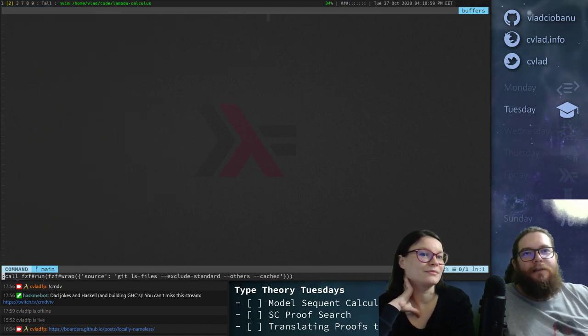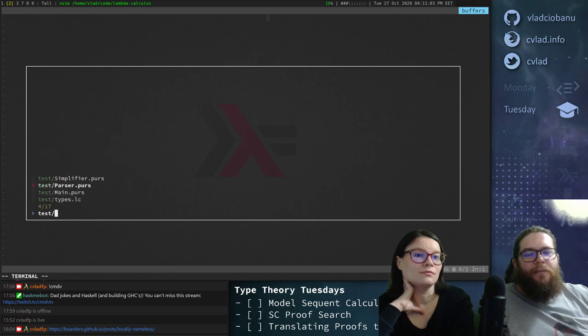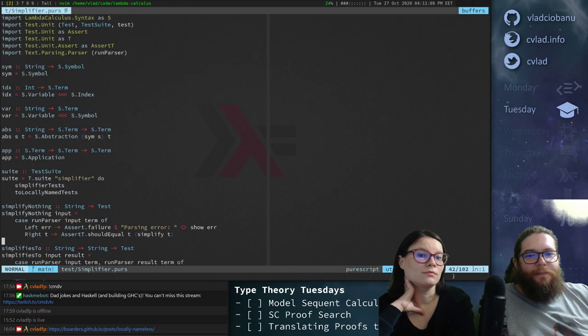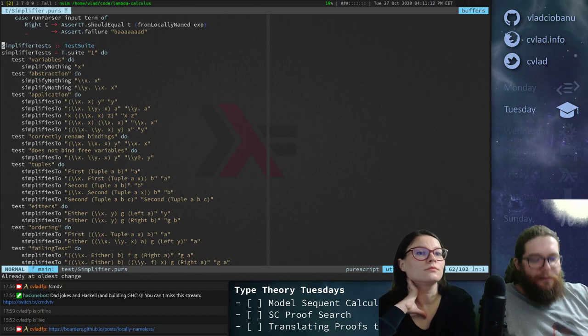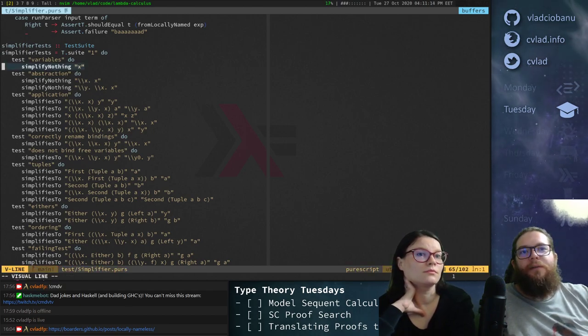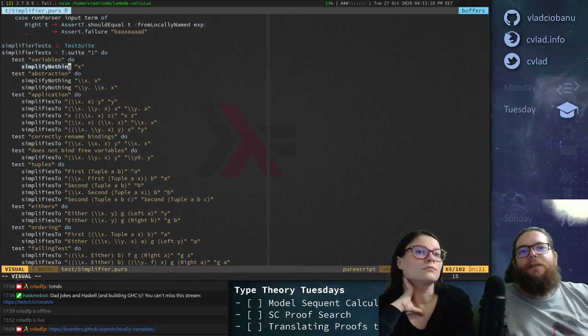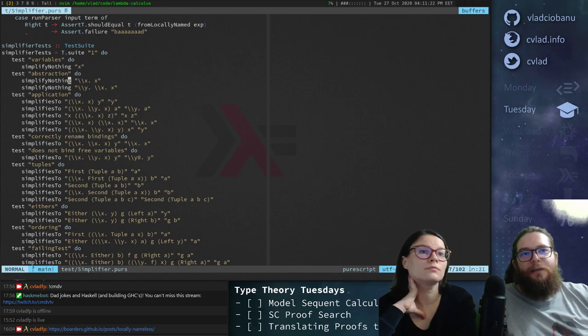Let me show you the tests. Where is it? Test, Simplifier. Okay, so let's look at the test then. We have a couple, like the simple test, where, for example, we don't simplify variables to anything. So to simplify nothing means that it should be the same thing. After you simplify it you should get the same thing. There's no change.